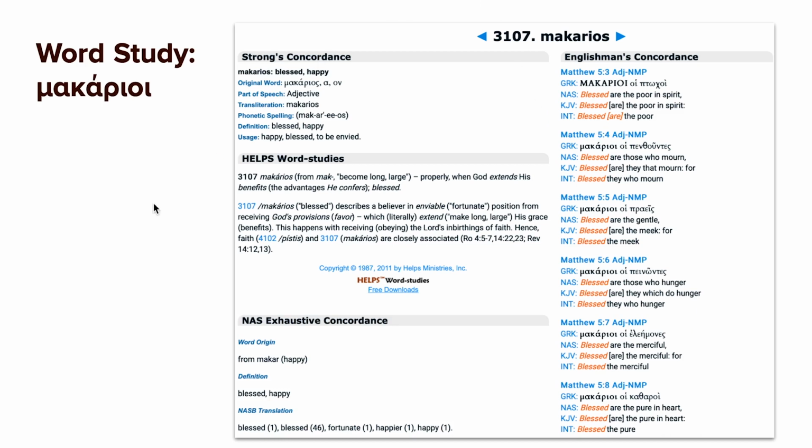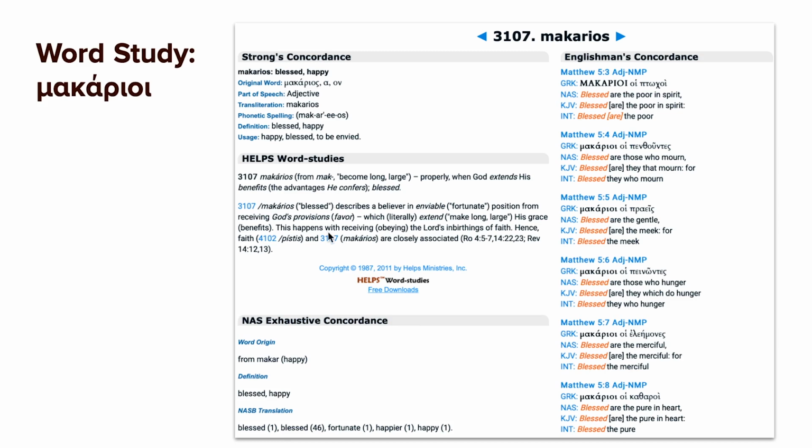So please forgive me. All of these little changes, I don't always catch them when I make the slides. So makarios, makaria, makarion. Adjective, transliteration. This helps you see what it would look like in English if you aren't familiar with the Greek letters. How it's pronounced, makarios. And then the definition, this is a really quick one. Blessed or happy. Usage, happy, blessed, or to be envied. Like people would look at you and say, wow, they've got everything going that I want.